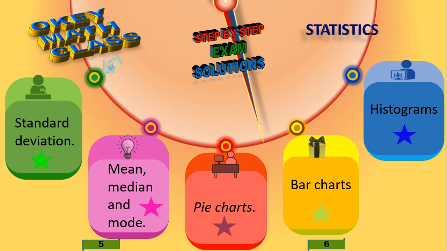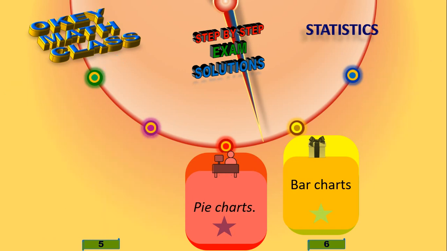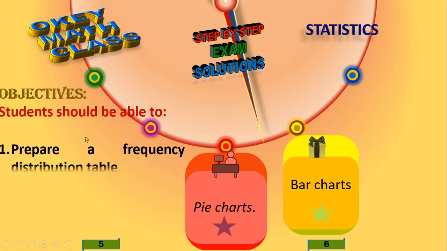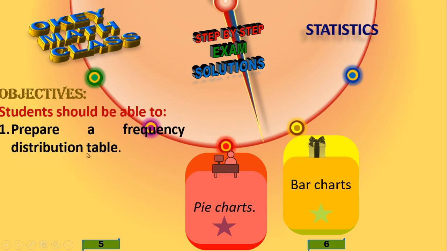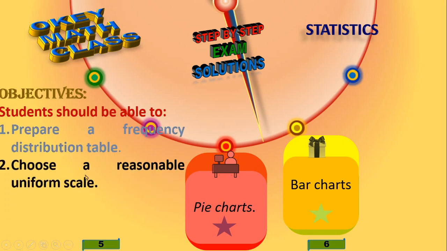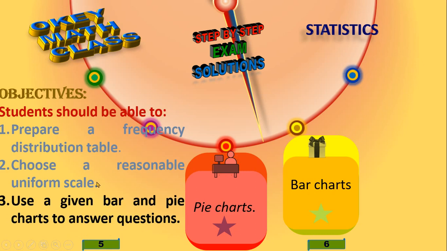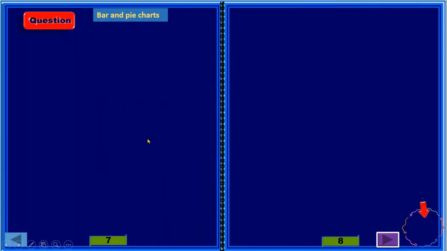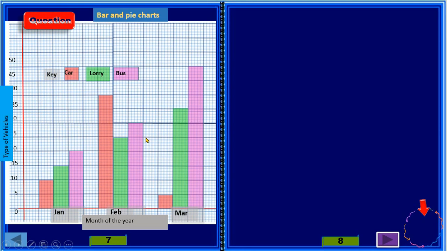Like I said, in this particular video, we'll be studying bar charts and pie charts. The objectives of our lesson are: number 1, prepare a frequency distribution table. Number 2, choose a reasonable uniform scale. Number 3, use the given bar and pie charts to answer questions. The question now.